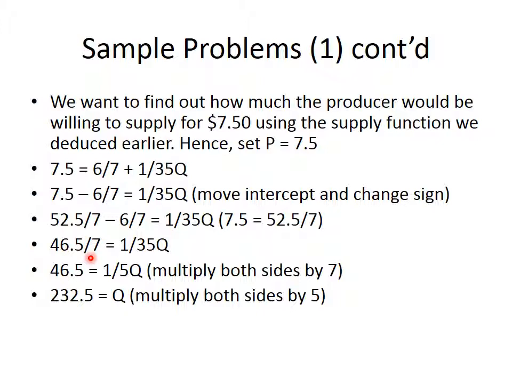And subtraction is simply addition of a negative number. Okay? That makes it a lot simpler. We're adding a negative number. So 52.57 minus 6 sevenths is 46.57 equals 1/35 cubed.